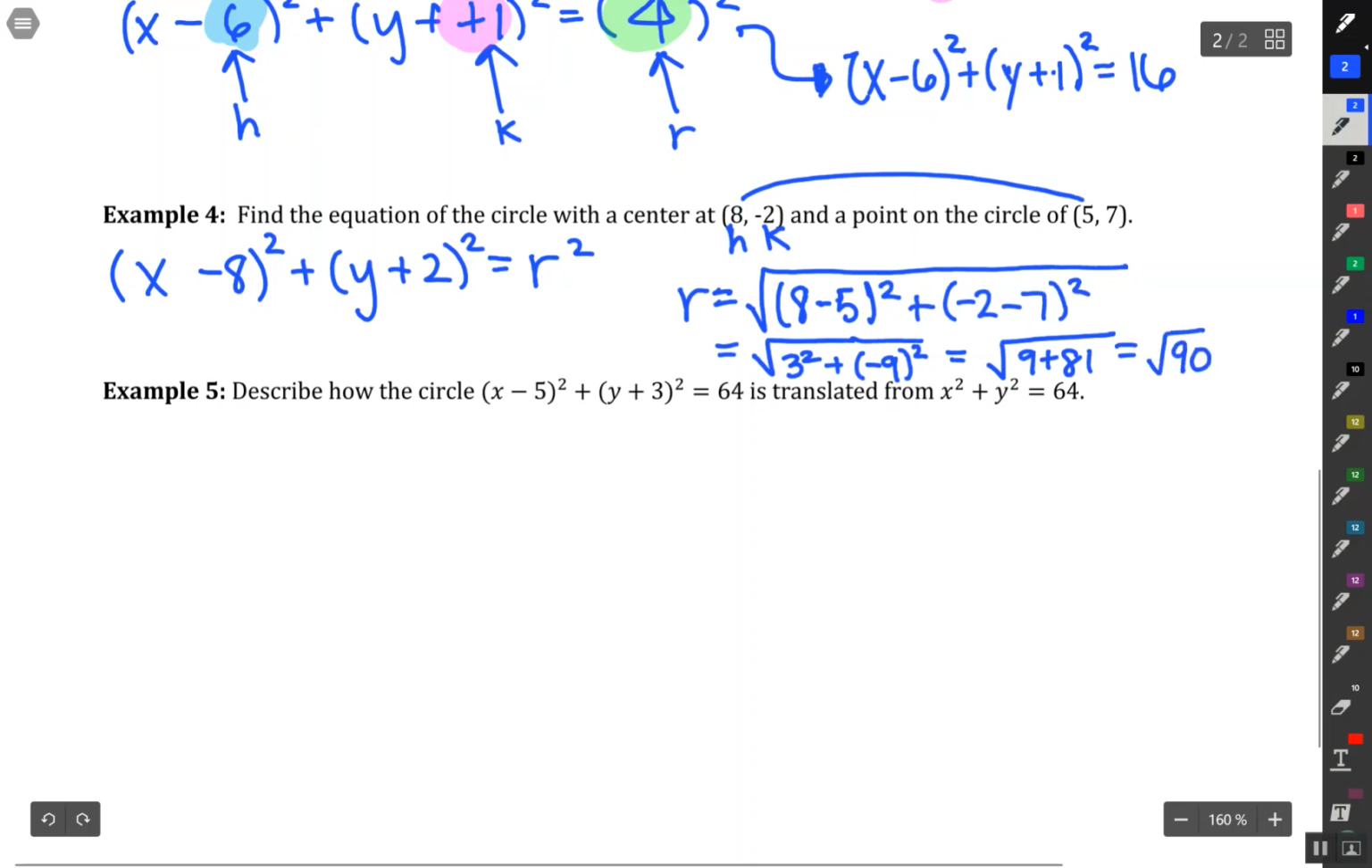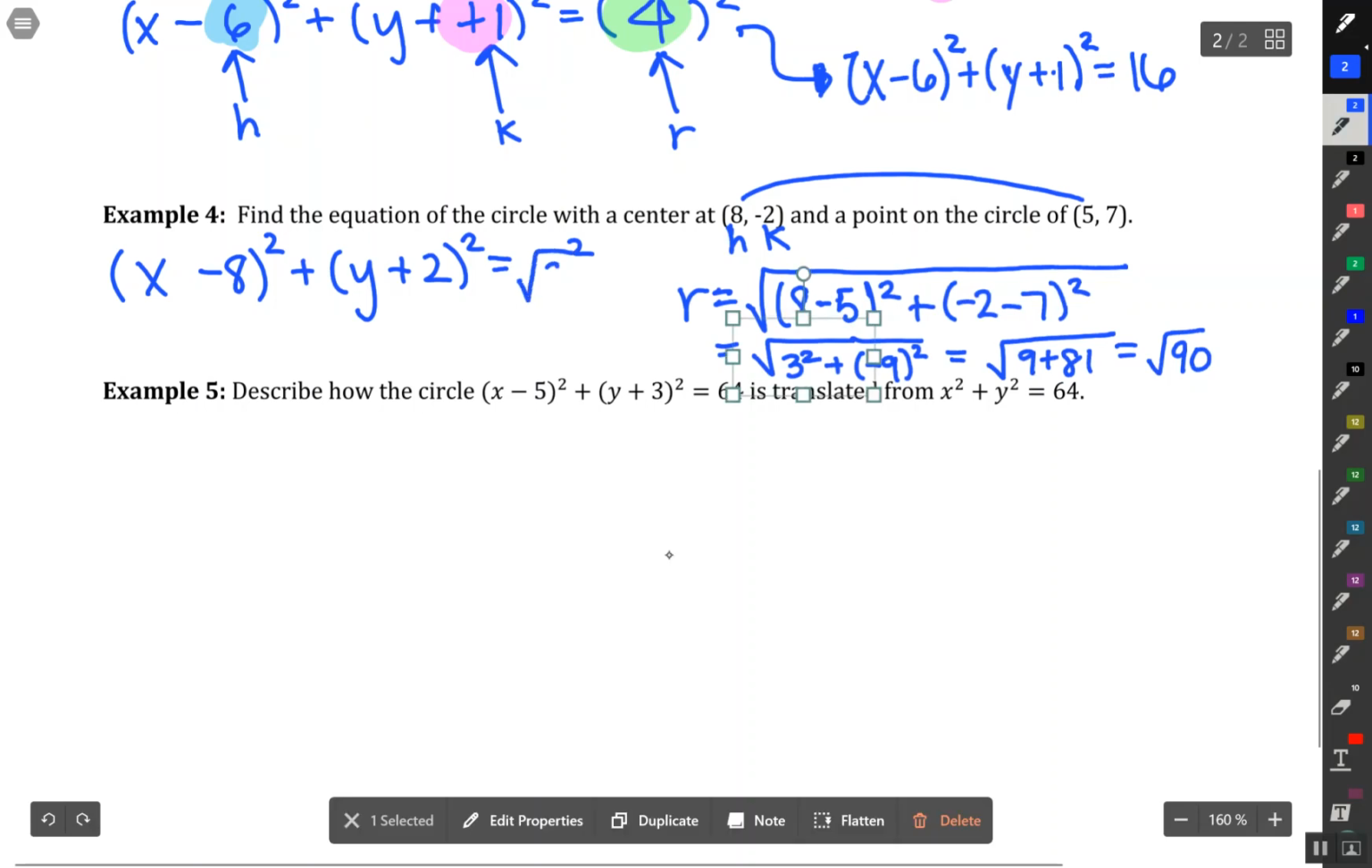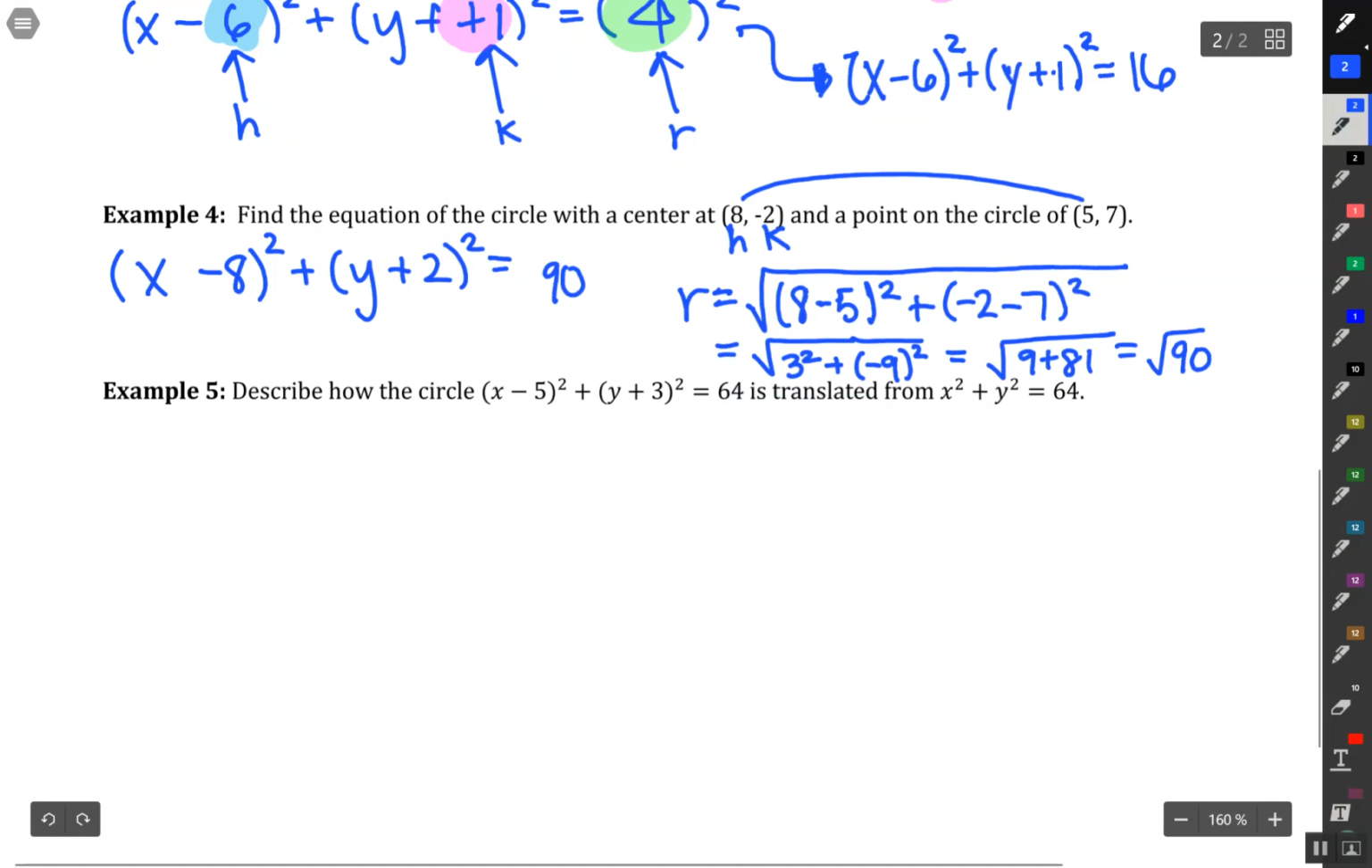Okay, so don't take the square root in a calculator and round it or anything like that, because we're just going to now plug it in for r right here. And when you square a square root like that, they cancel each other. And so that number that's going to be there is just 90. And there's your answer.